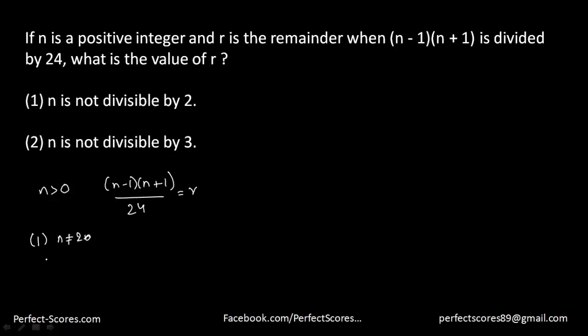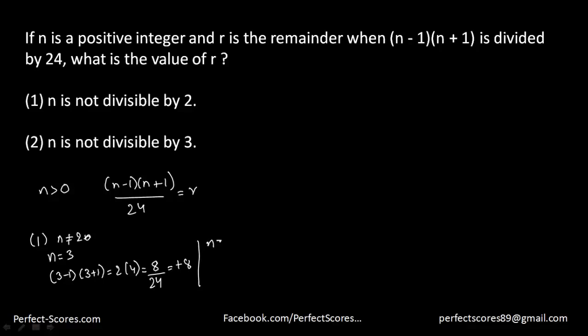So let's say that n is equal to 3. If n is equal to 3, then 3 minus 1 and 3 plus 1 is going to be 2 into 4, which is equal to 8. And if I divide 8 by 24, the remainder is equal to 8. Let's check the next number.